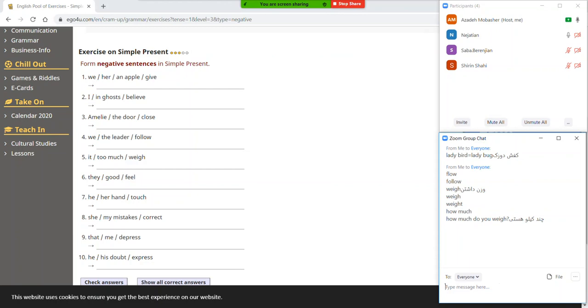He doesn't touch her hand. Yes. Number eight. She doesn't correct my mistake. Yes. Nine. That does depress me. But negative. That doesn't depress me. Yes, very good. Number 10.